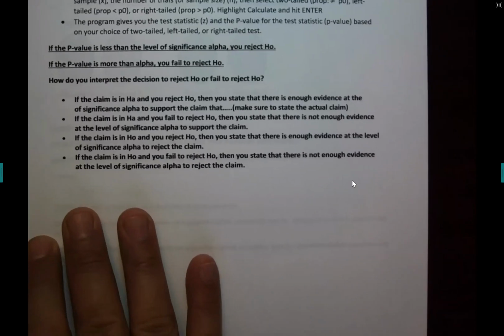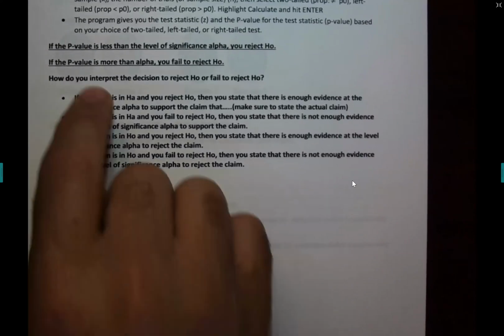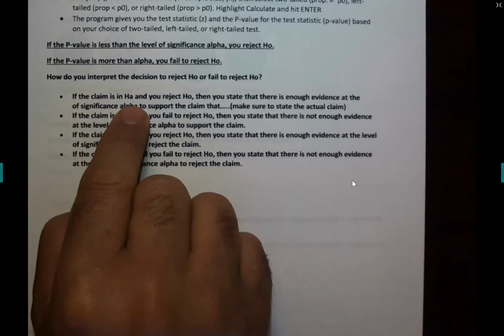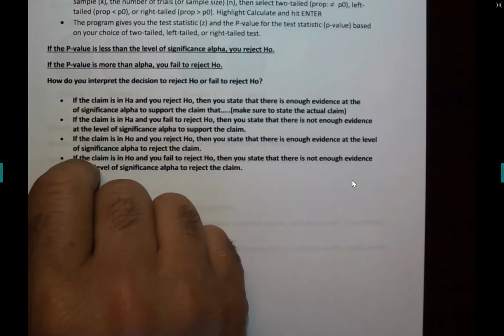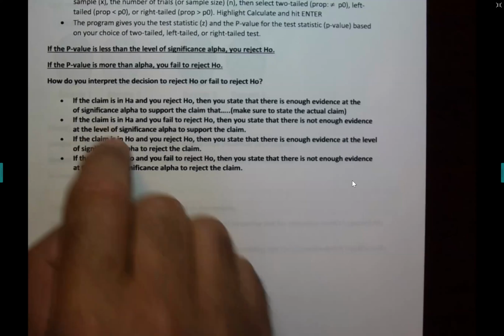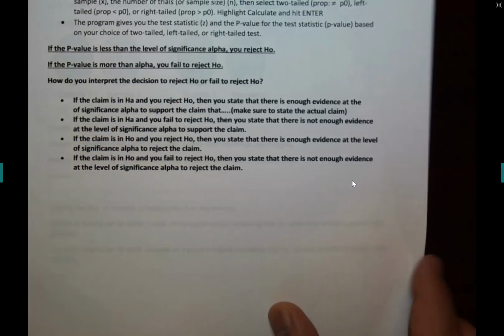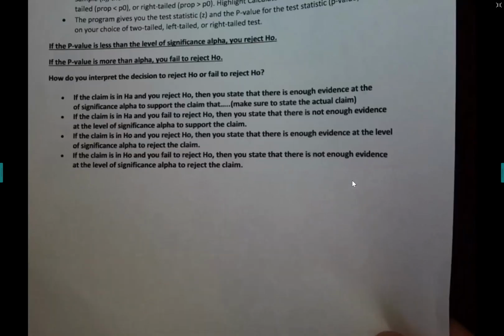And this is my yellow sheet that I've been talking about. 4 scenarios. If your claim is in HA and you reject HO. So either this or the yellow sheet, I did this, the summary in how to conclude the claim. All right.